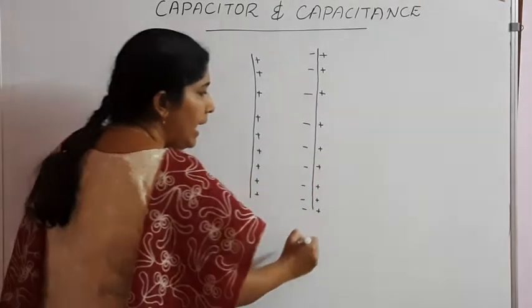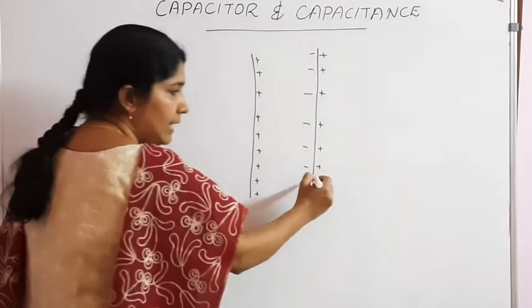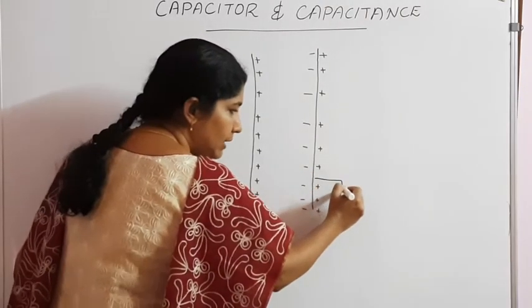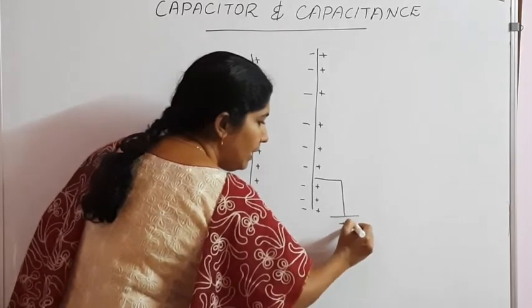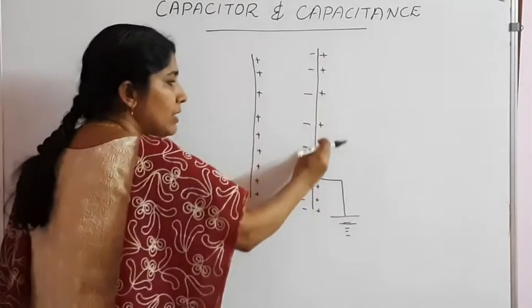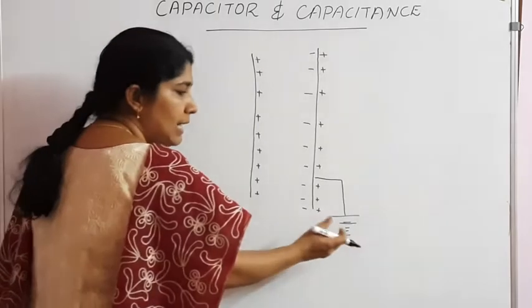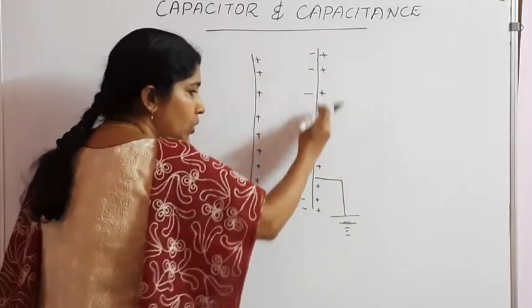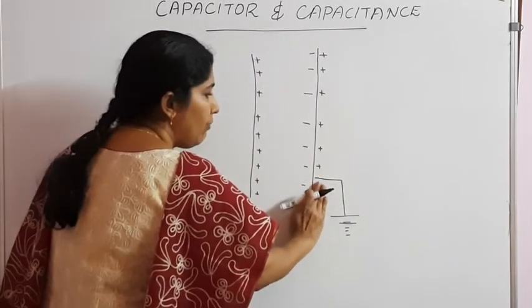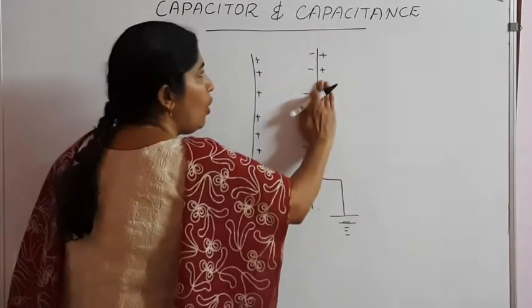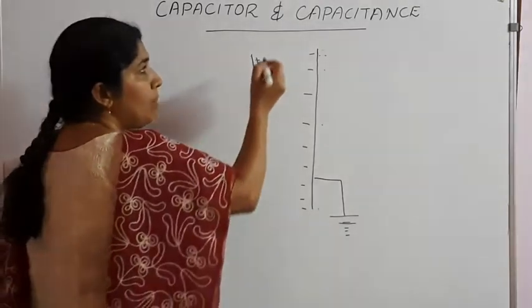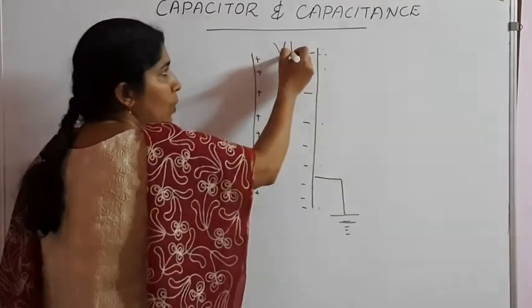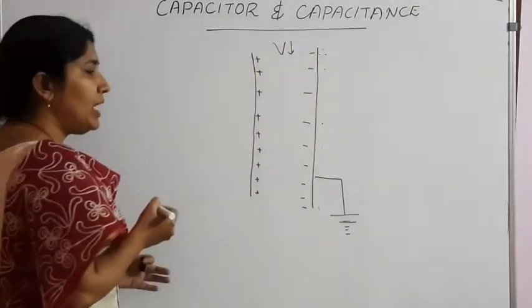When we earth this conductor in this manner, what will happen? All the positive charges disappear. That is, electrons from the earth cancel all these positive charges. Then what happens to the potential of the plate? The potential of the plate begins to decrease.